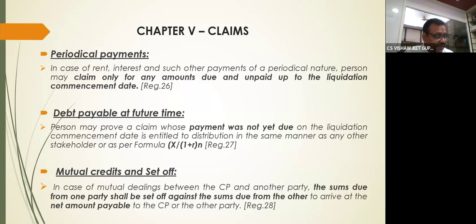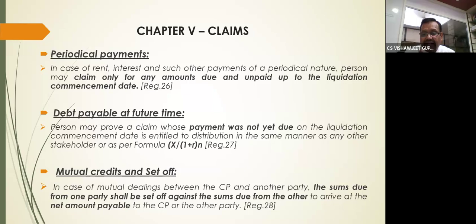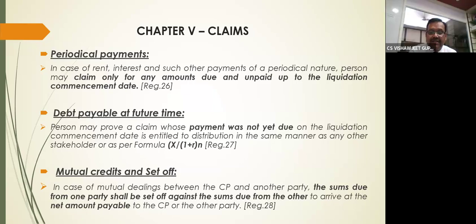So if I have to take 3000 after a period of 12 months, what will I get today? It is nothing but what I will get as on the liquidation commencement date. So this will have to be calculated by applying this formula.